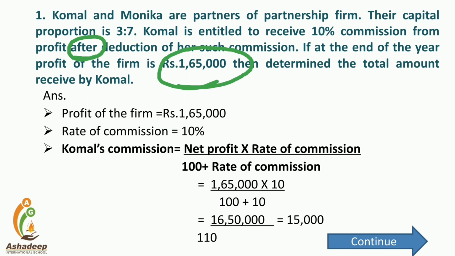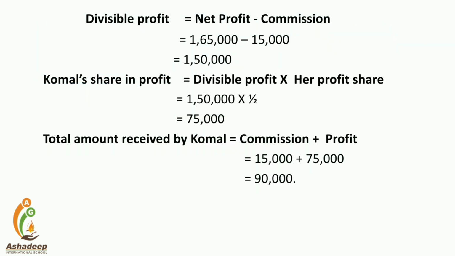But now we have to distribute the profit among the partners because we have to find the other income of Komal. As I mentioned, if we want to distribute the profit, we require divisible profit. It means first we have to find the divisible profit. And what is divisible profit? Divisible profit is the difference between net profit and commission, which means we subtract the commission from the net profit. We have the net profit, 1,65,000. We already found the commission, 15,000, which means the divisible profit is 1,50,000 rupees.